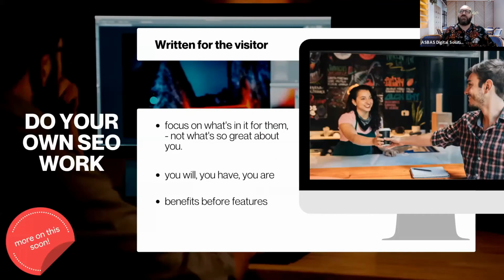Now, you want to make sure you write what you're going to write for your visitor. This is for product pages and service pages, and I've got specific examples I'm going to go to in a moment that really explore this with an online e-commerce website, specifically selling dresses. When you write this, you write it for the visitor or the customer or the guest, whatever you call your clients. And you focus on what's in it for them, not what's so great about you.